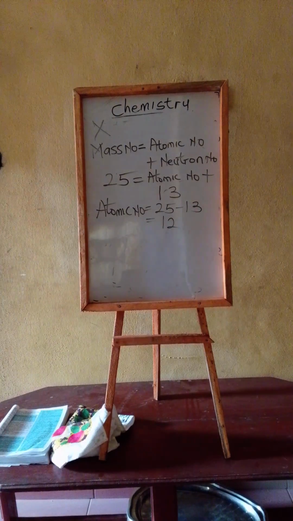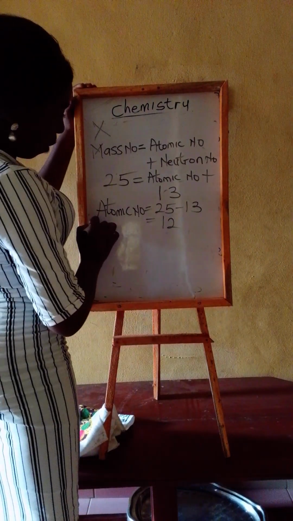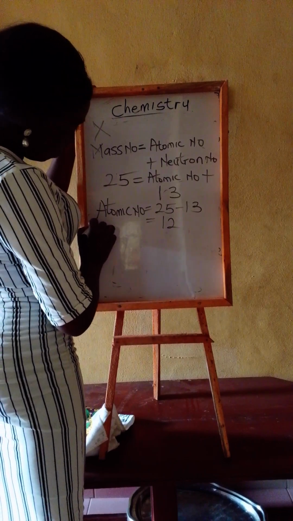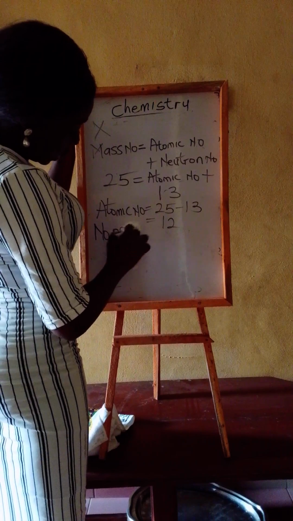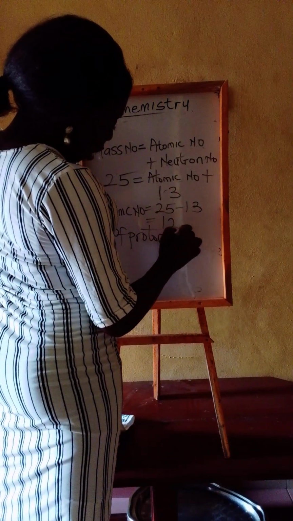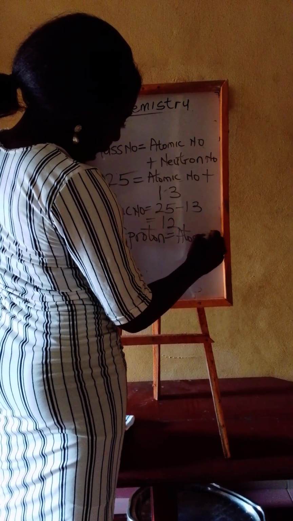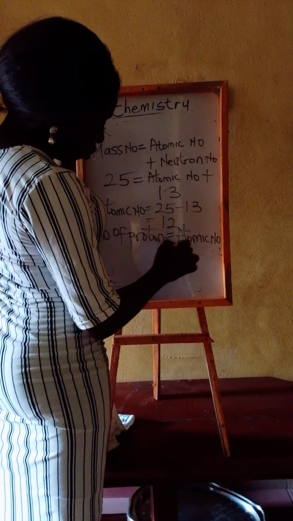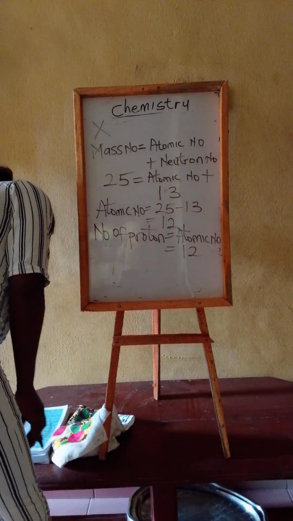Then we also have to calculate the number of proton. Remember, number of proton equals atomic number. So, number of proton is 12.